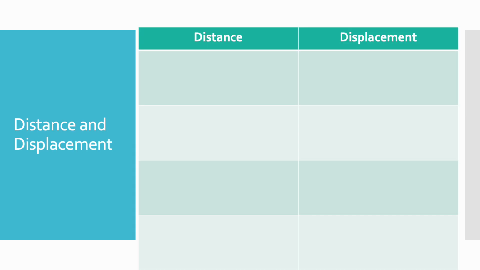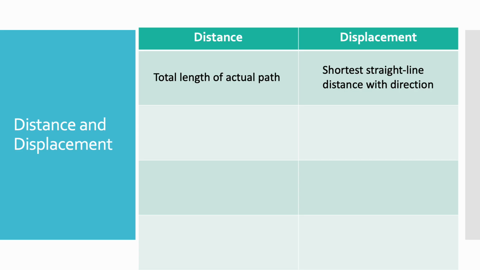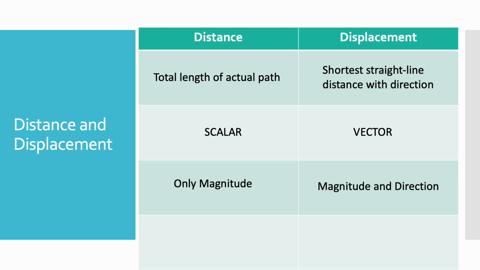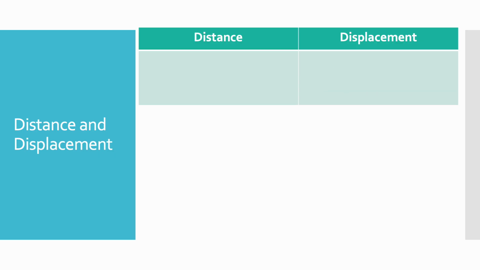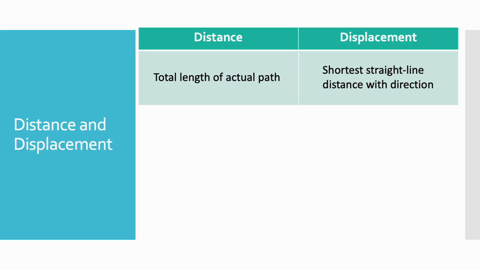Here is a clear comparison. Distance is the total length of the actual path, whereas displacement is the shortest straight line distance with direction. Distance is a scalar, whereas displacement is a vector. Distance has only magnitude, whereas displacement has magnitude and direction. SI unit for both is meter. So, distance is the total length of the actual path and displacement is the shortest straight line distance with direction.